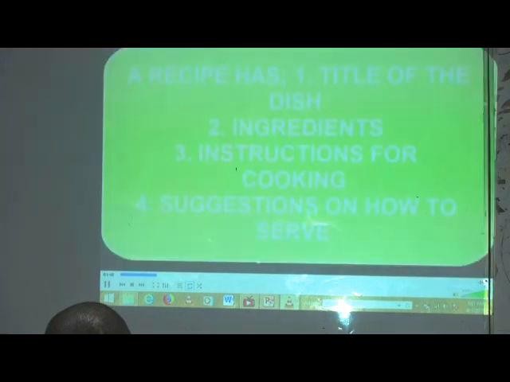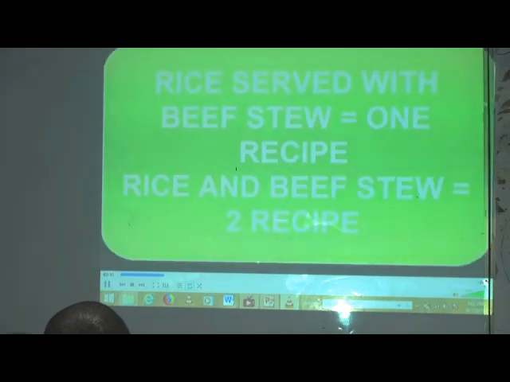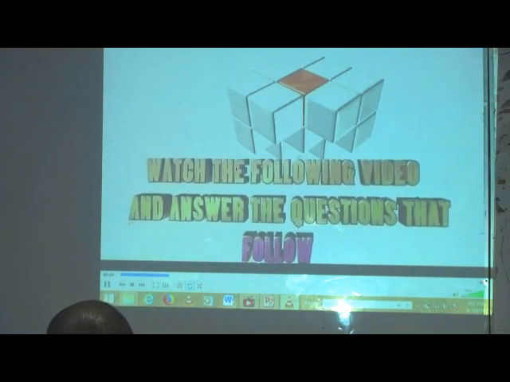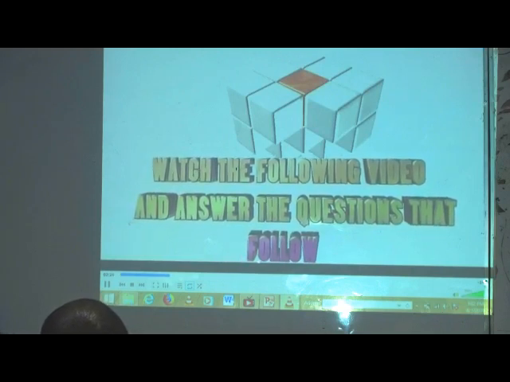A recipe has the title of the dish, ingredients and their quantities, instructions for cooking, and suggestions on how to serve. So don't forget those four aspects. In the language of exams, when you write rice served with beef stew, you write one recipe. However, when you write rice and beef stew, you write two recipes. Watch the following video and answer the questions that follow.